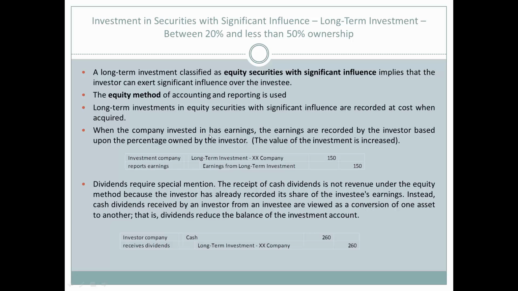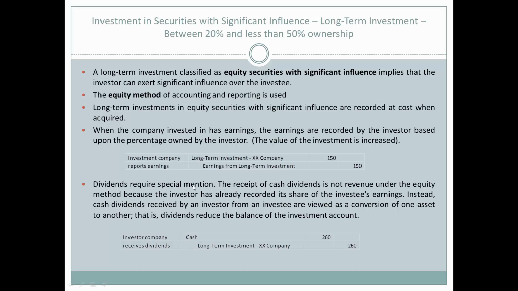When the company invested in has earnings, so we're investing in a company and now they have earnings, the earnings are recorded by the investor based upon the percentage owned by the investor. In other words, the value of the investment has increased. So let's say the company that we invested in reported earnings, so the value of our long-term investment is increased by $150, and now we're going to report earnings from the long-term investment in the amount of $150.